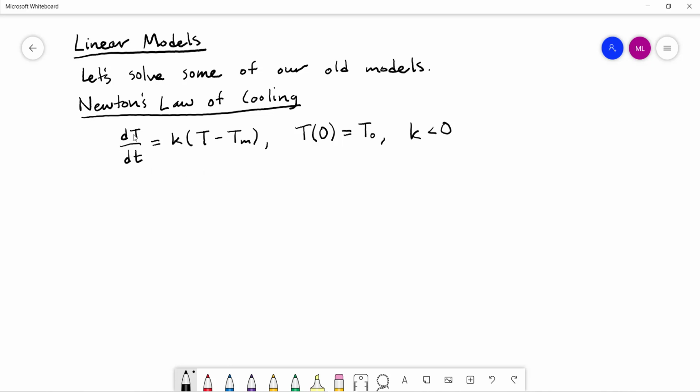You'll notice this is a linear equation. It's linear in the dependent variable T, so we could solve it using an integrating factor. And it's also possible to separate this one. So we're going to have two different approaches. Two possibilities.